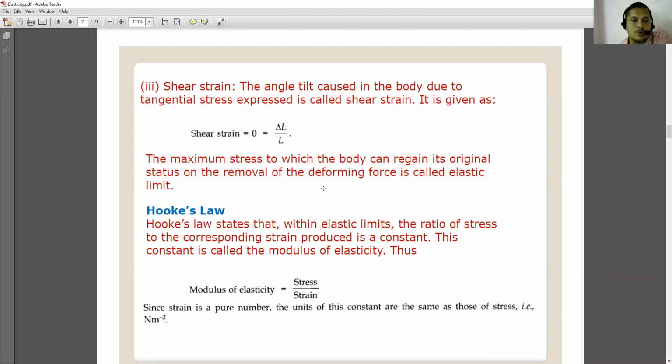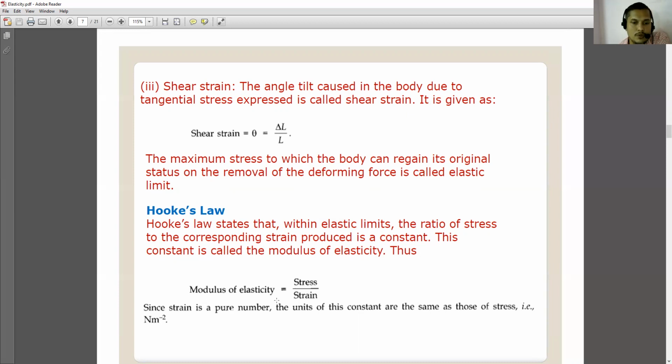Next, Hooke's law. Hooke's law states that within elastic limit, this is the word we have used here. That's why we have discussed first what is meant by elastic limit. Hooke's law states that within elastic limits, the ratio of stress to the corresponding strain produced is a constant. This constant is called the modulus of elasticity.